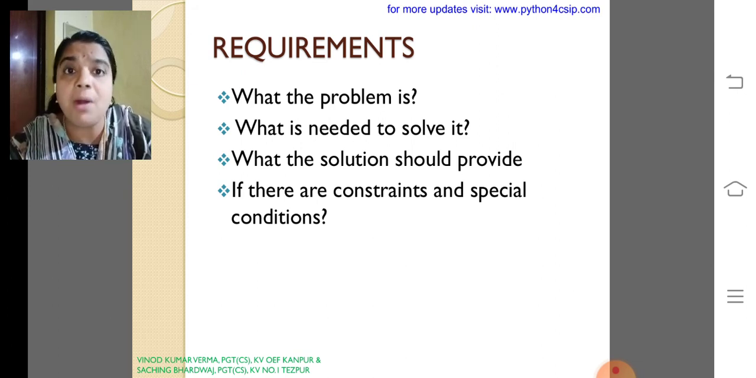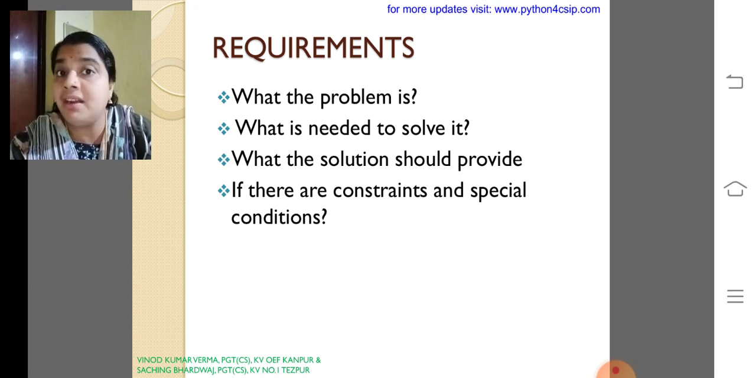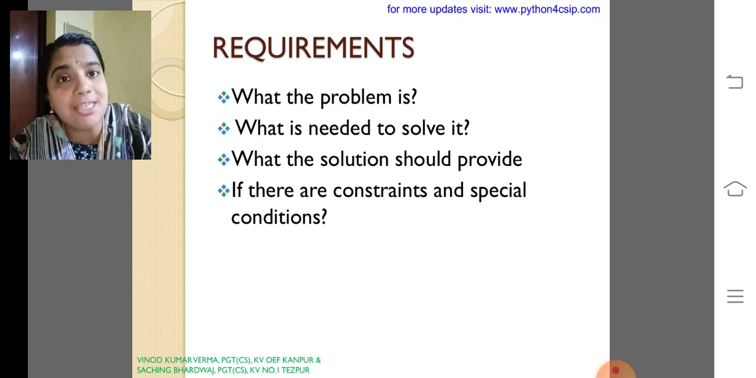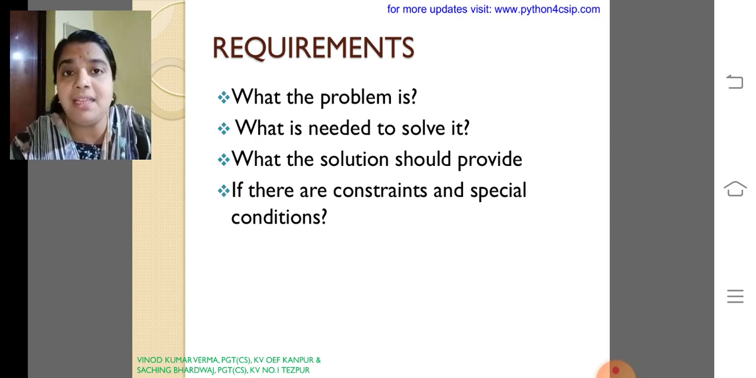If I am giving a problem like find the square of all the odd numbers from 6 to 12, what are all the requirements? I need a range, that is 6 to 12. What are the odd numbers within that 6 to 12? 7, 9, 11.